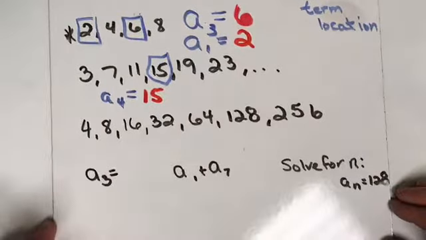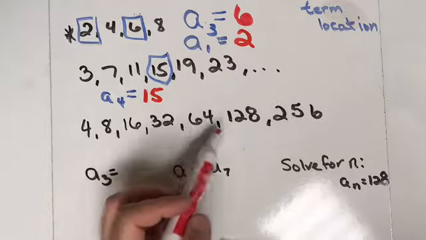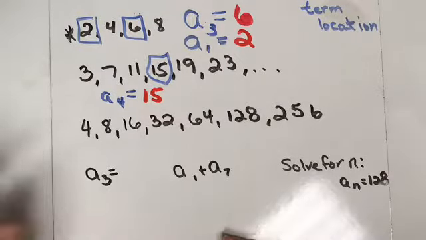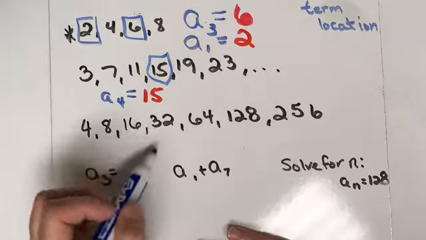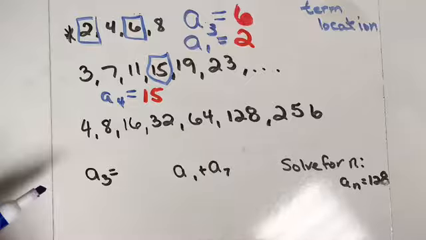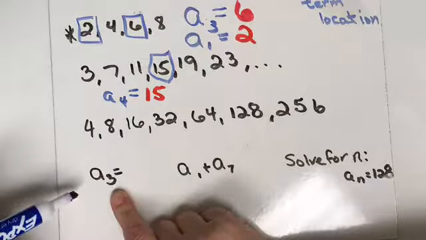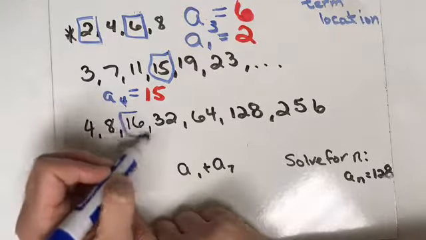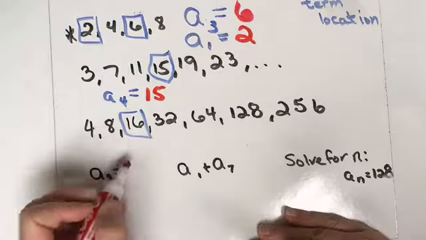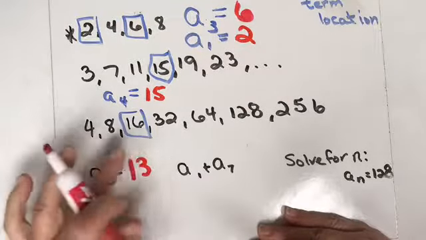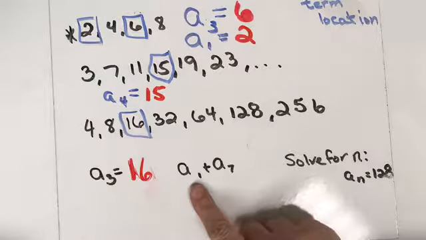Let's take a look at this sequence. 4, 8, 16, 32, 64, 128. So you might have guessed, or might have come up with the answer that these are multiplied by 2 each time. So if we want to start identifying things, let's look at our term location is 3, and we have A of 3 would be 16. Whoops. 16.